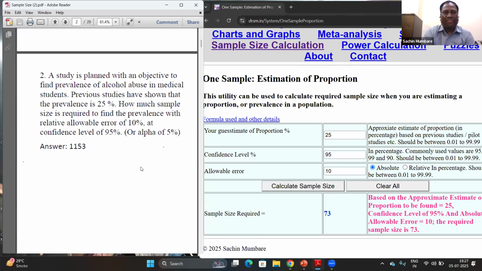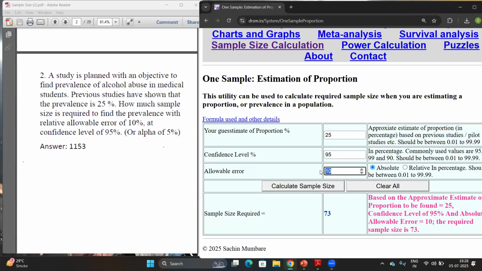A study is planned with an objective to find prevalence of alcohol abuse in medical students. Previous studies, everything is the same. Only difference is that the allowable error is not absolute, it is relative. Can you see here? So what does it mean? Relative to actual proportion. So 10% of 25. 10% of 25 is how much? It is 2.5% here and there. This is the meaning of relative allowable error.